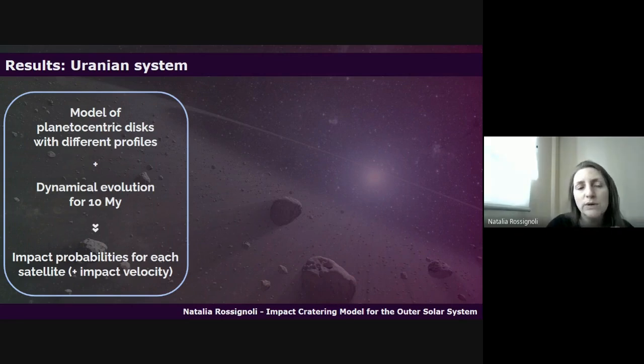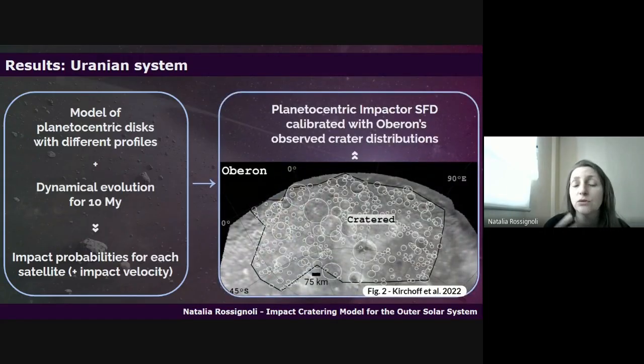In this case, we started modeling 4 different types of disks with around 500 particles each disk, and we obtained very interesting results. But we had to combine that with an impactor size frequency distribution.